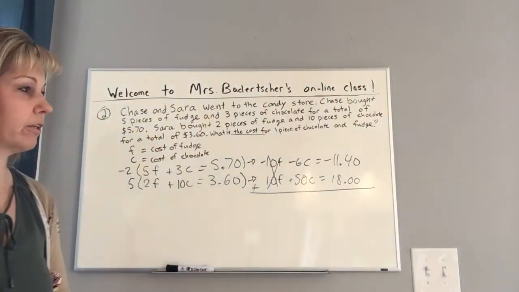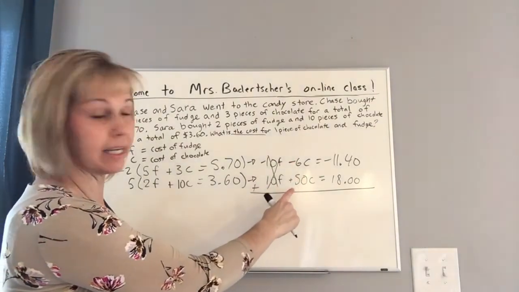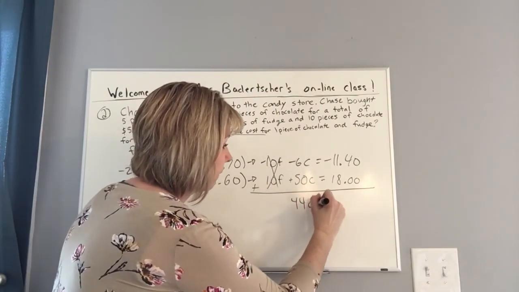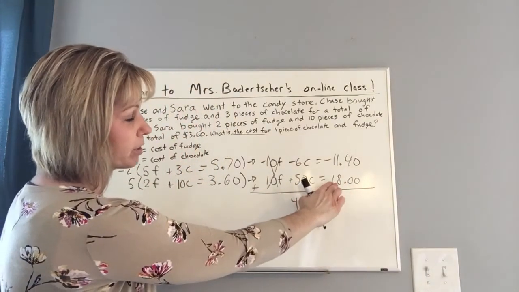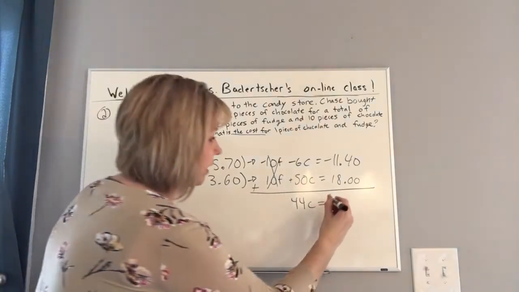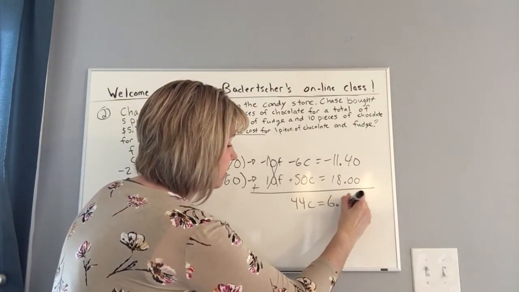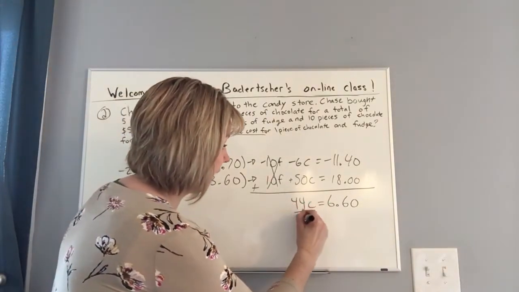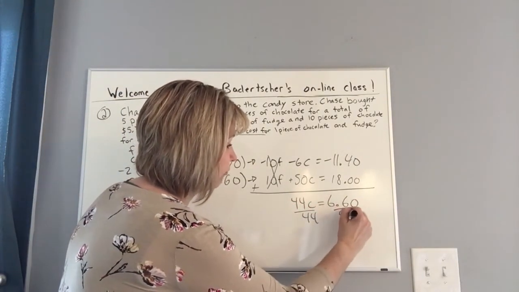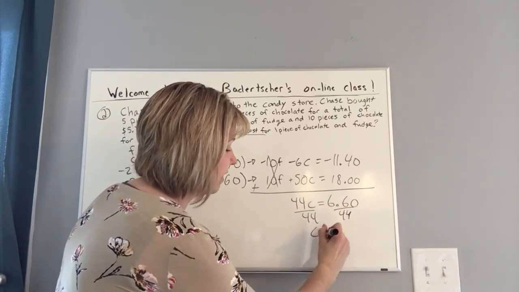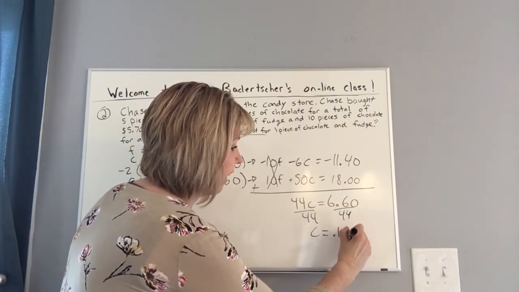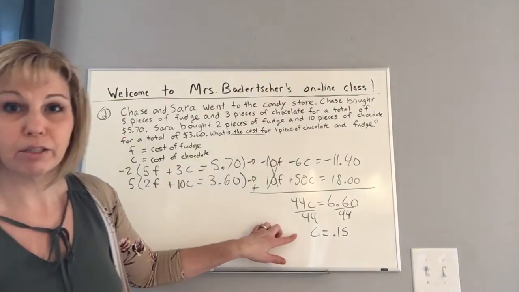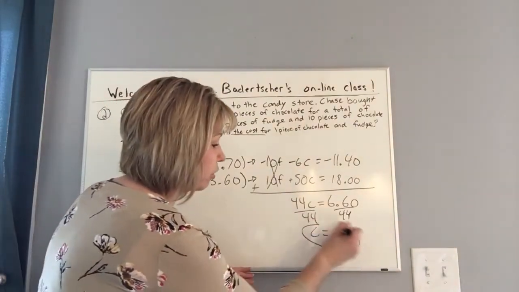Okay, the F's cancel. So from there, add up the C's, and we get 50 minus 6 should be 44. And then take 18, the bigger number is the 18. 18 minus 11.40 gives us $6.60. And then undo the 44 by dividing both sides by 44. And we see that C equals 0.15. So C equals 0.15. So once you get your C, let's circle it, and we'll answer the question after.